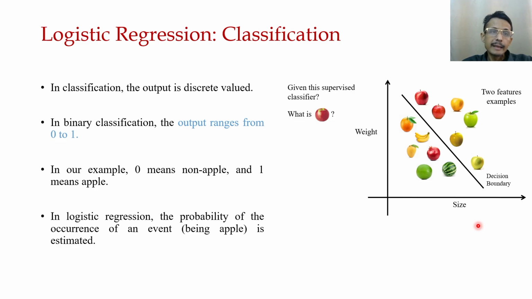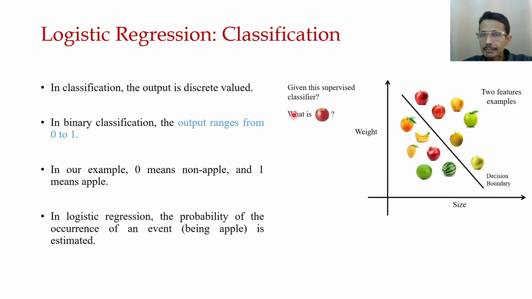In logistic regression, which is better known as classification, we have observed that the output is discrete valued. What does this mean? In this example, there is a group of apples and a group of not apples. So what will be the output of this system, based on this separator, given an instance which is either apple or not apple? Its output ranges from 0 to 1. 0 means non-apple, 1 means apple.